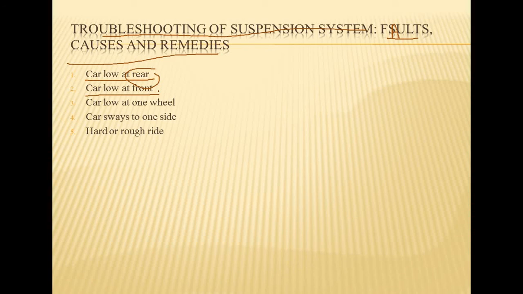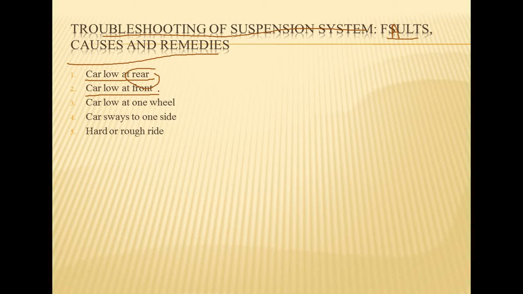Now for the car low at front, in case of weak springs at front, we have to replace the front spring if the riding height of the front wheel opening is less than that specified value. If springs are broken, we have to replace them. If tire pressure is incorrect, then again as on the rear side, we have to inflate to correct pressure. If the damper spring is weak or damaged, then we have to check and replace if necessary, like the rear one.